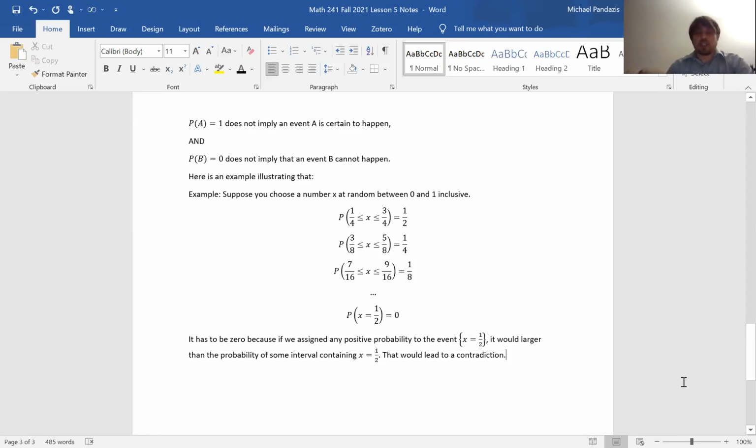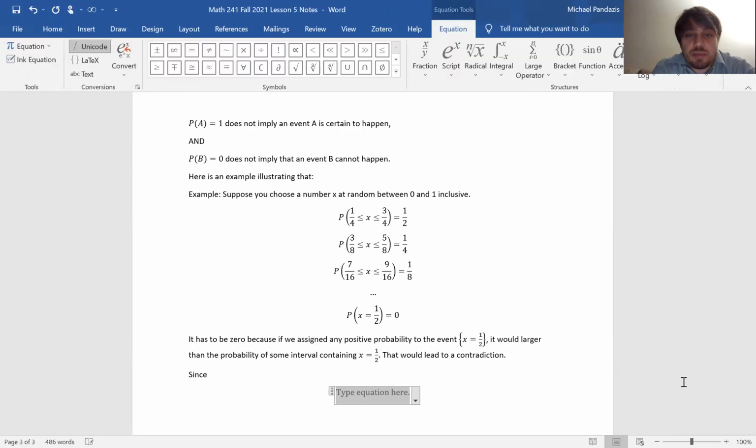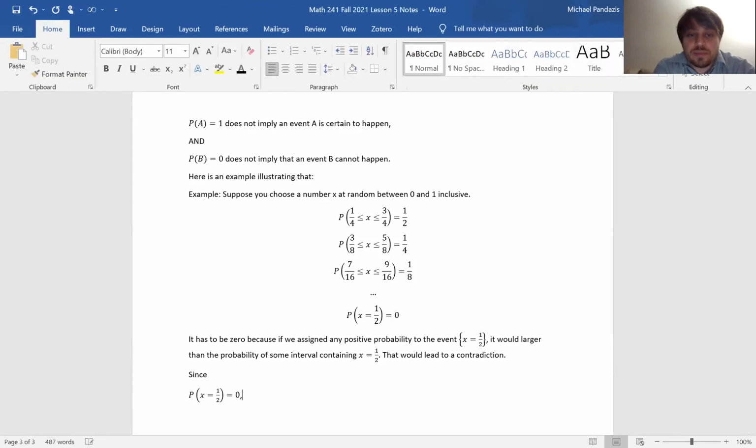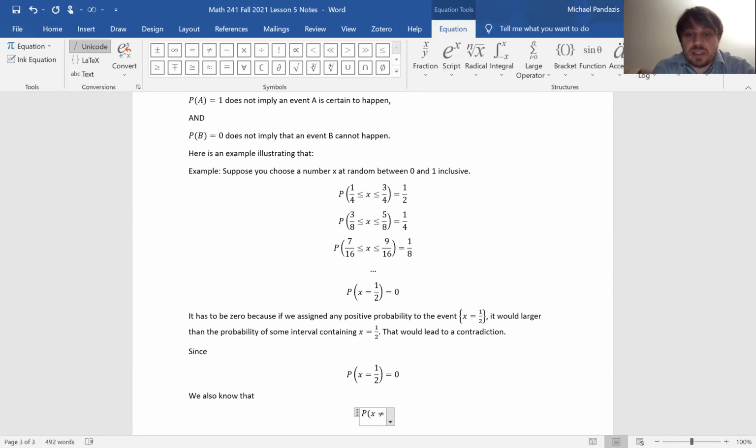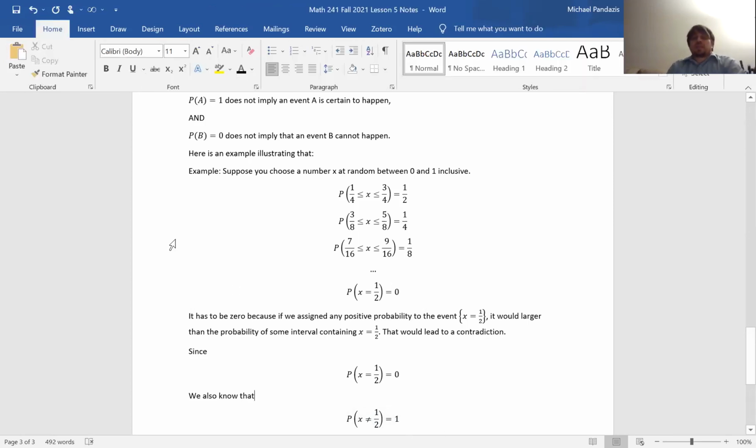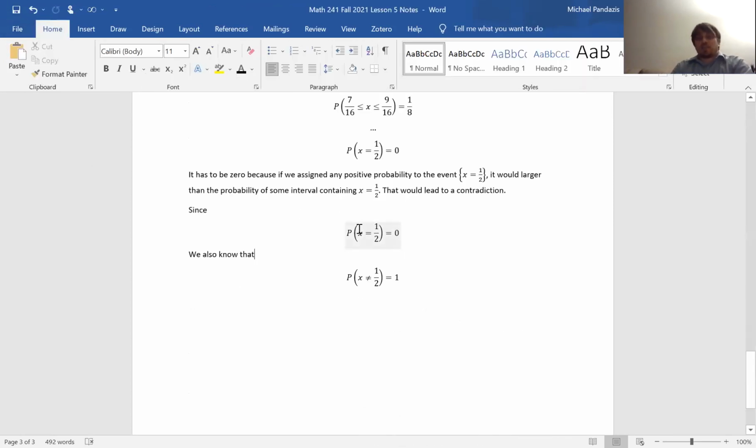Since we already did this, we could then get the opposite very easily. Since the probability of x equaling 1/2 is equal to 0, we also know that the complement, the probability of x not equaling 1/2, has to be 1 minus this, or 1 minus 0, which is 1. So the probability of x not equal to 1/2 is 1.